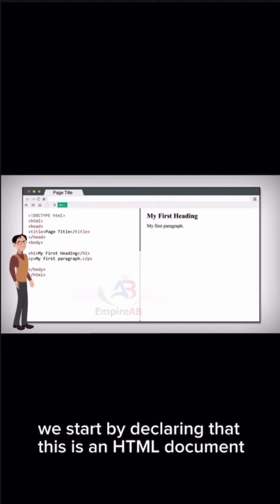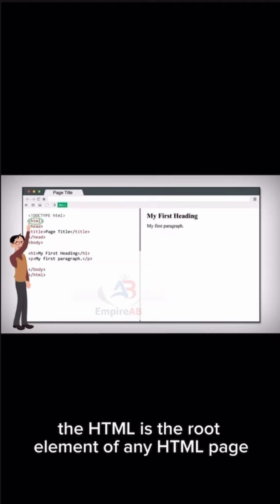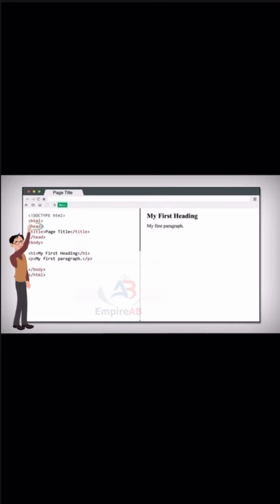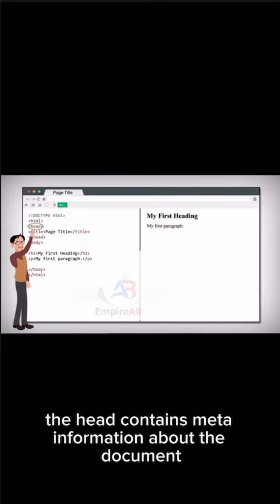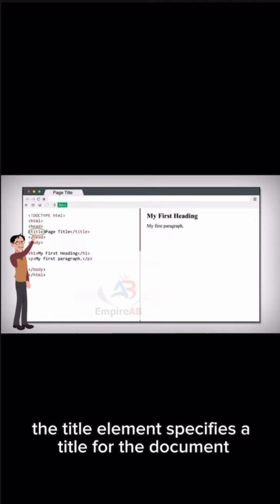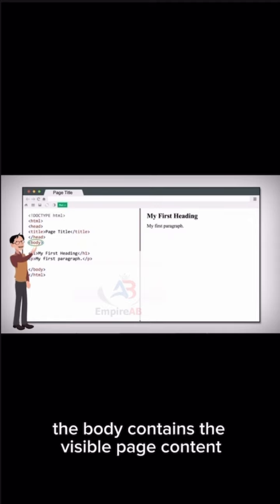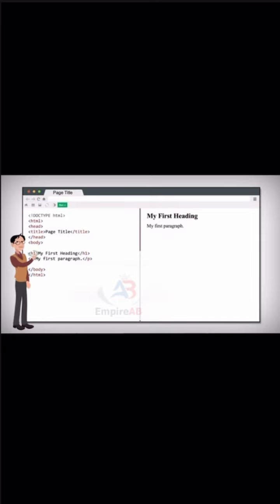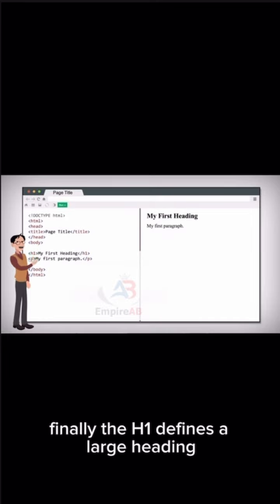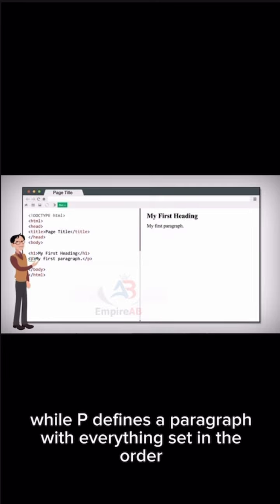We start by declaring that this is an HTML document. The HTML is the root element of any HTML page. The head contains meta information about the document. The title element specifies a title for the document. The body contains the visible page content. Finally, the H1 defines a large heading, while P defines a paragraph.